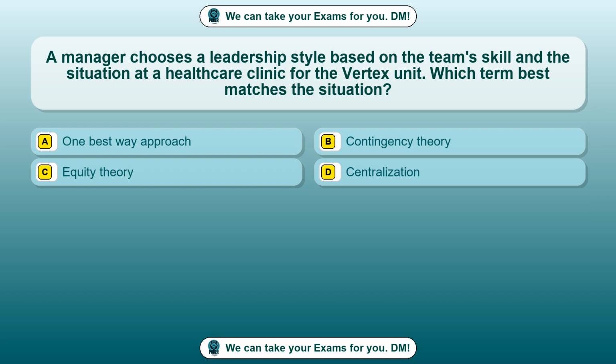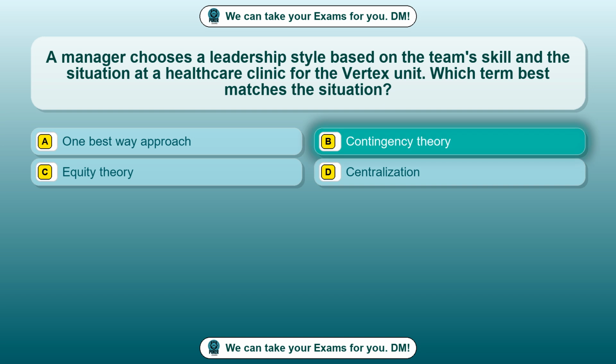Question 27. A manager chooses a leadership style based on the team's skill and the situation at a healthcare clinic for the Vertex unit. Which term best matches the situation? Option A, one best way approach. Option B, contingency theory. Option C, equity theory. Option D, centralization. The correct answer is option B, contingency theory.